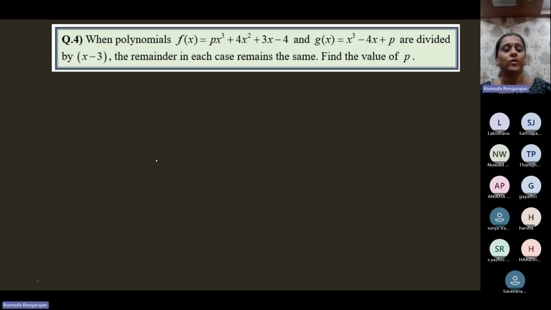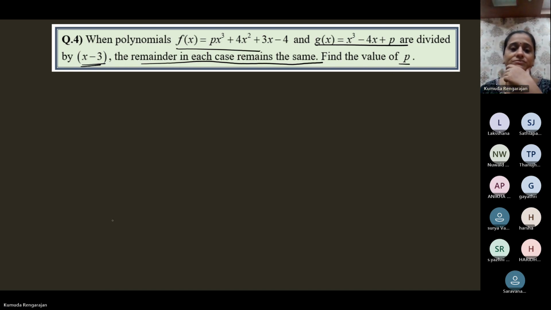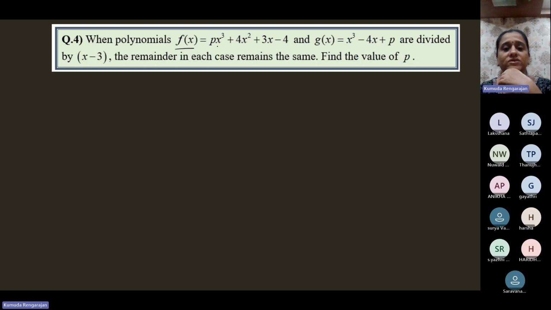Next one. When polynomials f of x and g of x are divided by x minus 3, the remainder in each case remains the same. Find the value of p. Okay. So f of x is a cubic polynomial. G of x is also a cubic polynomial. You can see this unknown p in both f of x and g of x. You have to find the value of p.